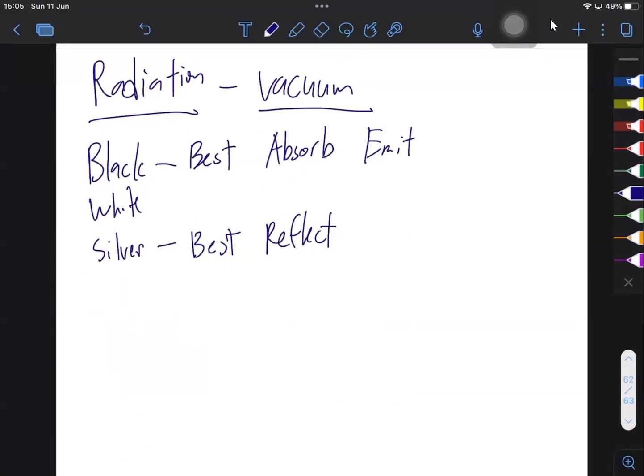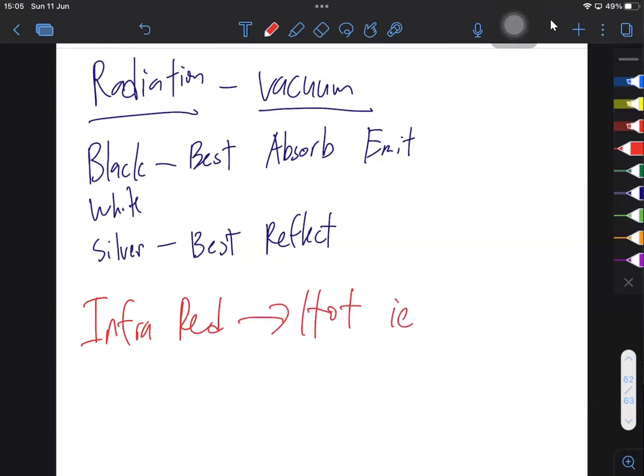Anyways, one more thing I want to mention, guys. If you ever see the word infrared, I want you to know that infrared is responsible for anything that is hot. Anything that is hot is because there is infrared radiation in it, right?